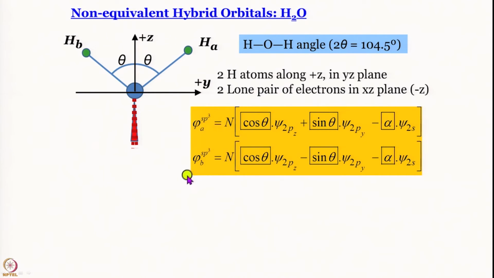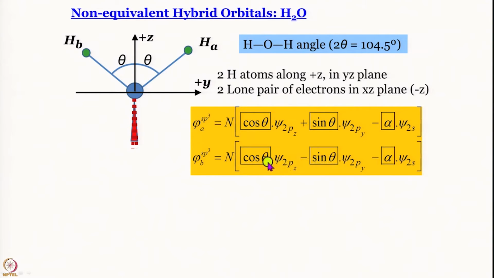Similarly, we can write an expression for phi B as well. The only difference between phi A and phi B is that this hybrid orbital used for bonding with HB is towards the negative side of the y axis. So, here we will have a negative sign.